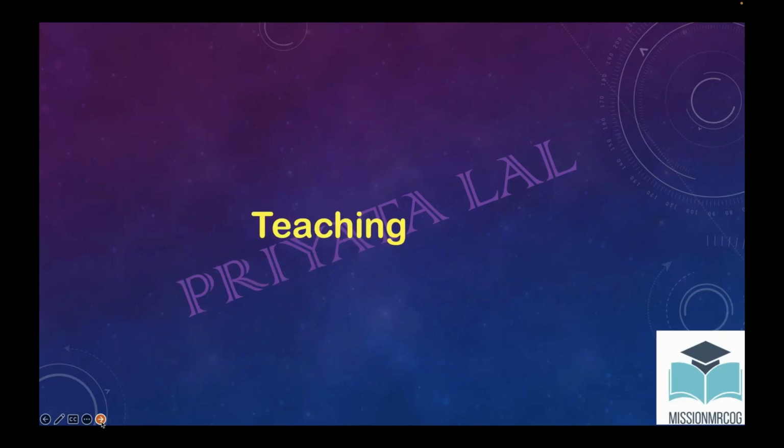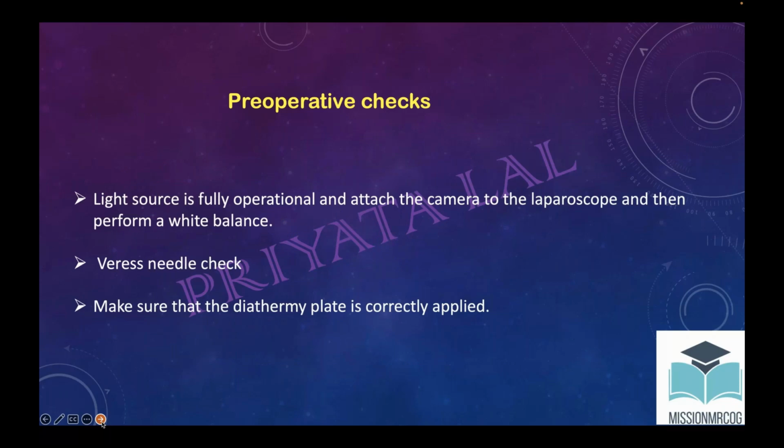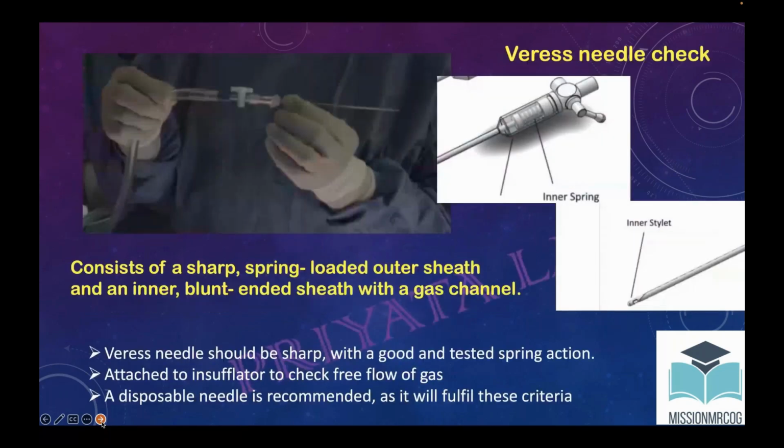So first of all, we have to start with the pre-operative checks. The light source should be fully functional, attached to the camera, and the white balance is done. The Veress needle check is done, and we need to make sure that the cautery plate or the diathermy plate is attached. So these are the pre-operative checks. Can you tell me one pre-operative check? Yeah, very nice.